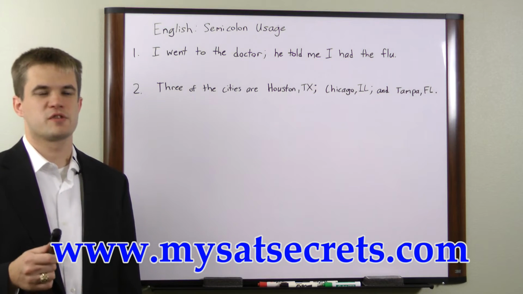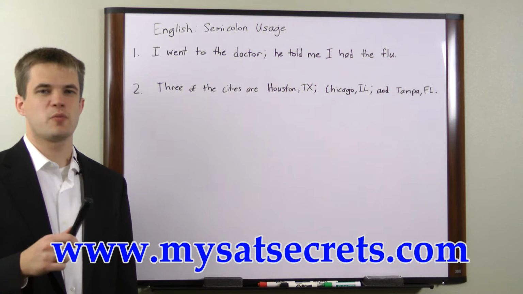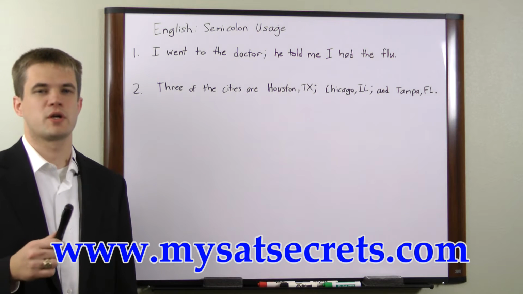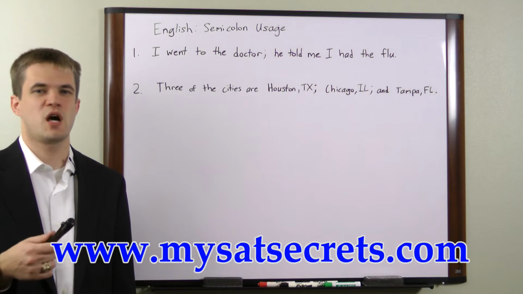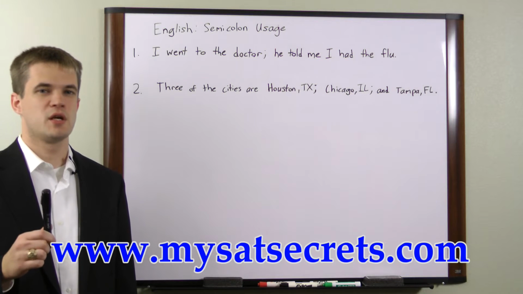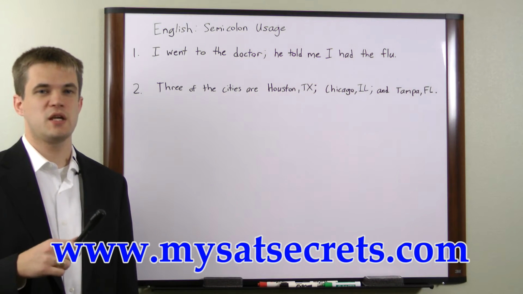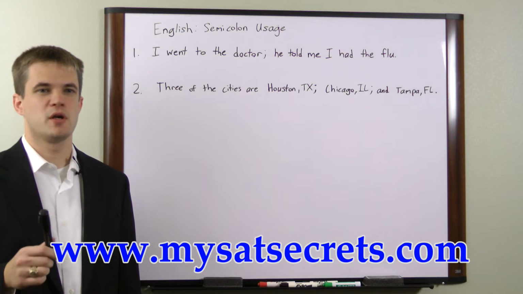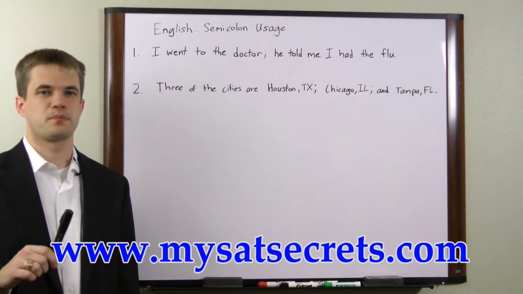The second use for a semicolon is to separate items in a list when the items are long and complicated or contain internal punctuation such as a comma. Ordinarily, you would use a comma to separate items in a list, but if the items contain commas within them, it may be confusing to separate the items with a comma. So that's where the semicolon comes in.